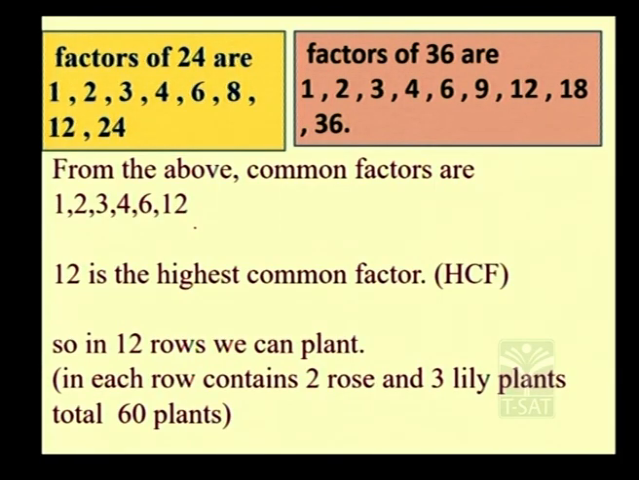So, in 12 rows we can plant. Each row contains 2 roses, that means 12 rows. 2 roses into 12 rows, 24 roses, okay. And 3 lily plants into 12 rows, 12 threes are 36. So, 24 roses are covered and 36 lily plants are also covered. In each row we can plant 2 roses and 3 lily plants. So, we got a total of 60 plants.